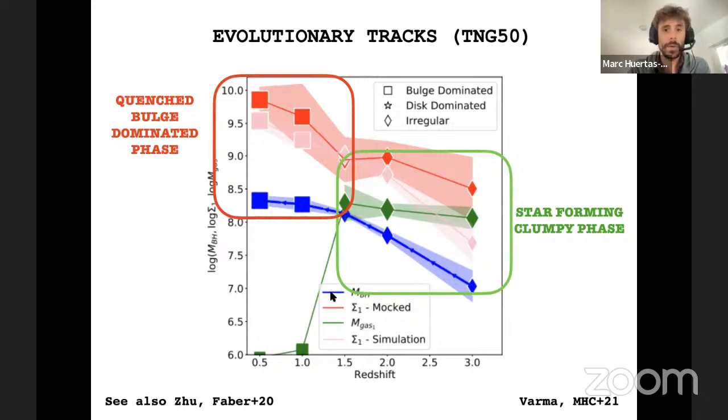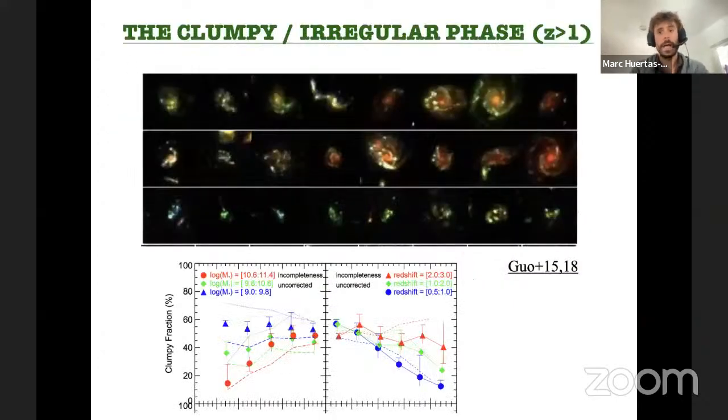But in any case, what you predict from this simulation is that you have these two phases, and that the morphological transformation and quenching happen at low redshift when the central black hole changes its regime. Okay. And I see that I'm running out of time, and I had a lot more material.